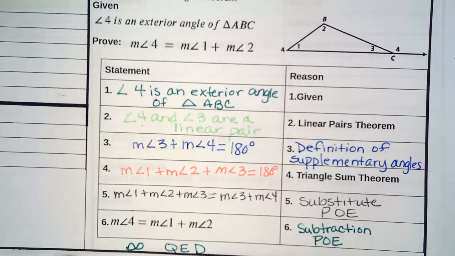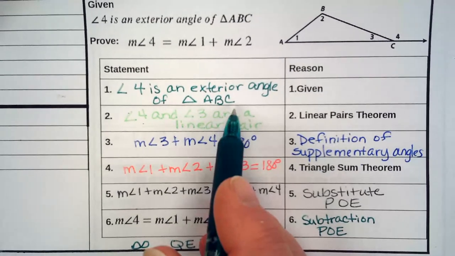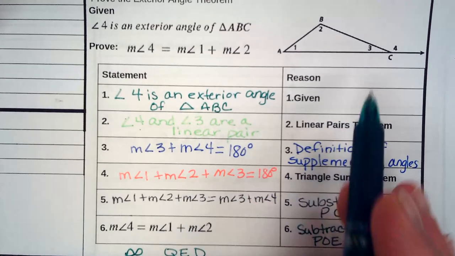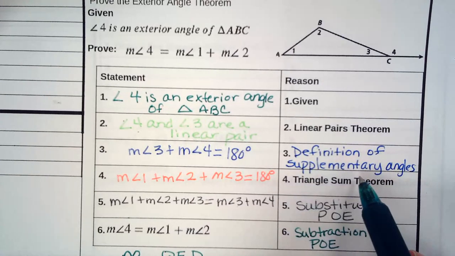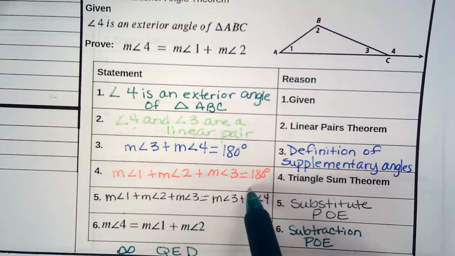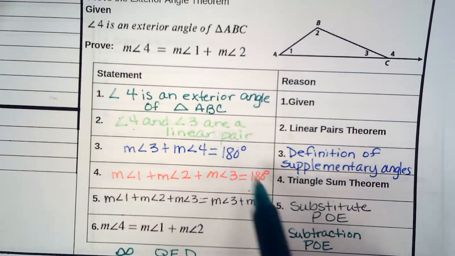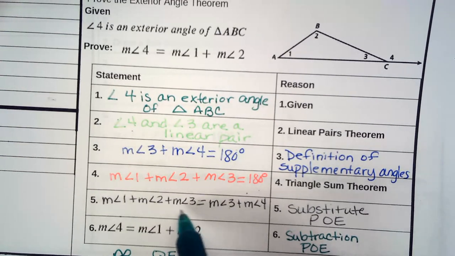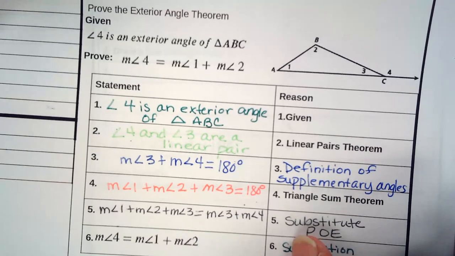It's pretty straightforward though. You start with your exterior angle over here. You know these are a linear pair. If they're a linear pair, then they're supplementary. Triangle sum theorem says that they add up to 180. These both add up to 180, so they're equal to each other. I subtract the measure of angle 3 off and I am done.